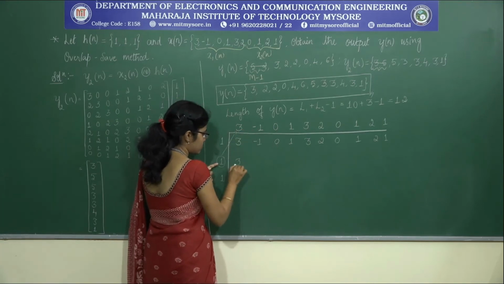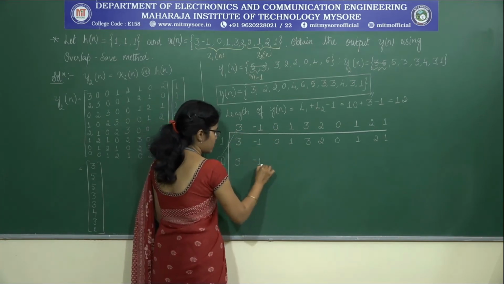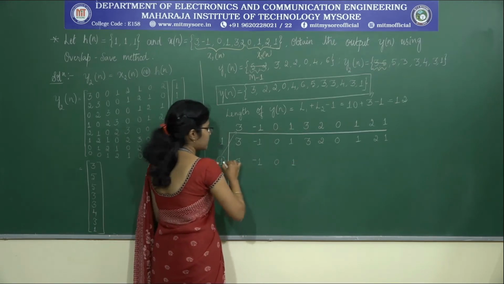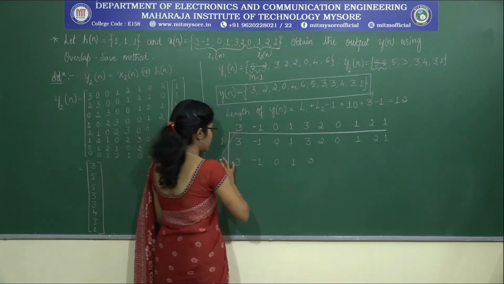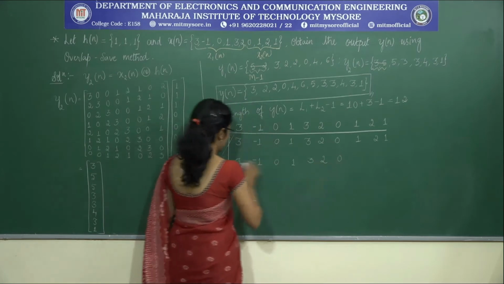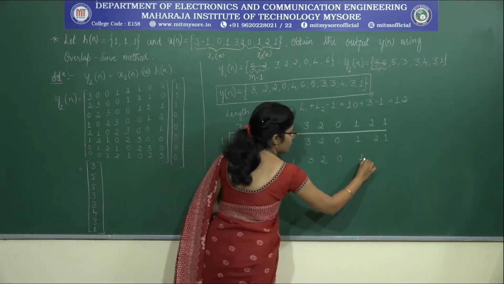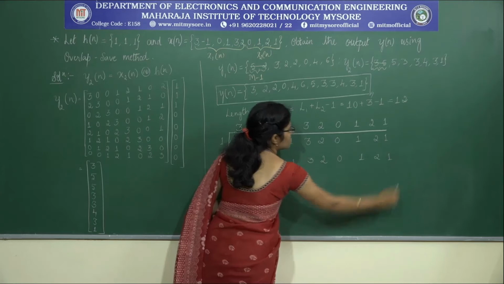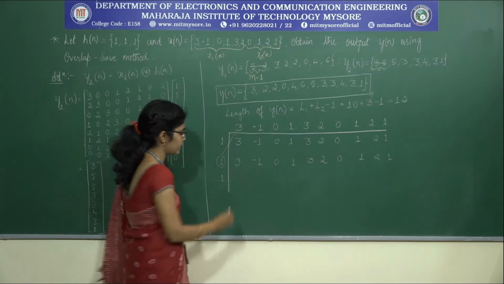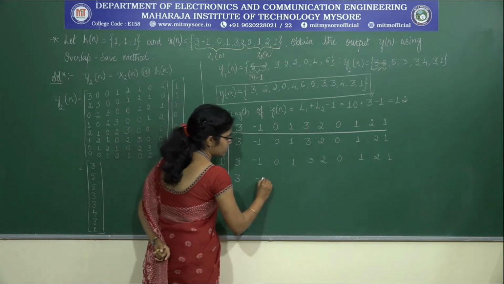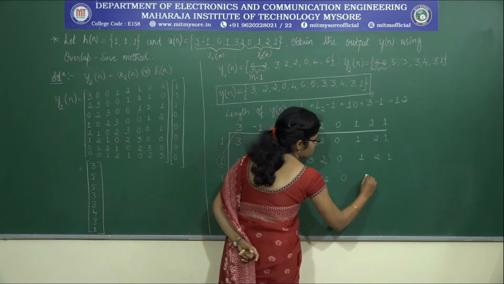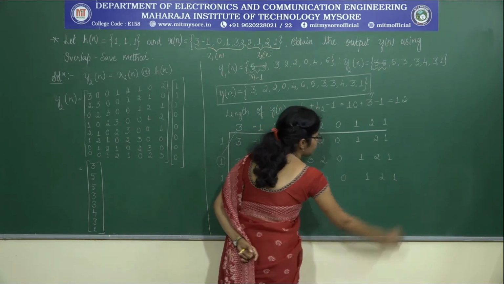1 into 3 is 3, 1 into minus 1 is minus 1, 1 into 0 is 0, 1 into 1 is 1, 1 into 3 is 3, 1 into 2 is 2, 1 into 0 is 0, 1 into 1 is 1, 1 into 2 is 2, 1 into 1 is 1. Similarly, multiply the third element with all these elements and write down. So, it also gives us 3, minus 1, 0, 1, 3, 2, 0, 1, 2, 1.